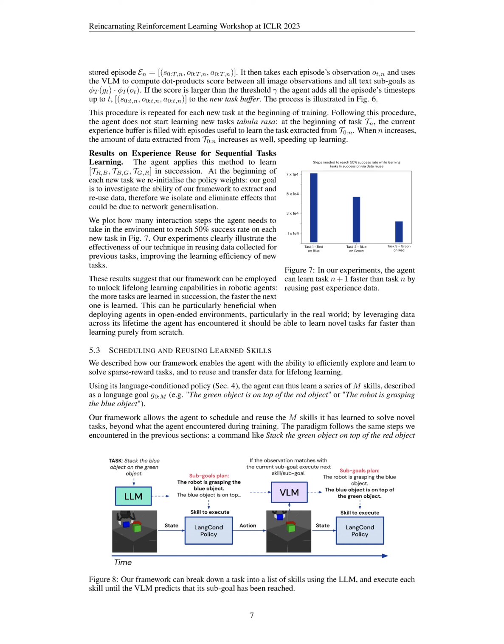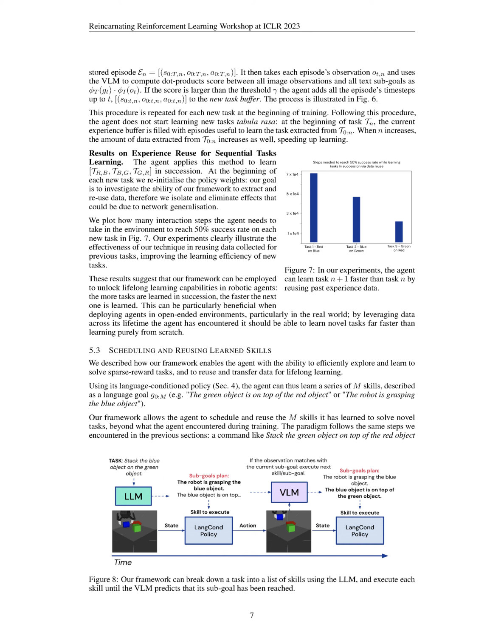Using a policy that's conditioned by language, the agent can learn a series of skills, which we'll refer to as M. These skills can be described as language goals, such as, "the green object is on top of the red object," or, "the robot is grasping the blue object." Our system enables the agent to schedule and reuse these M skills to solve new tasks that it hasn't encountered during training. The process is similar to what we've discussed in previous sections.